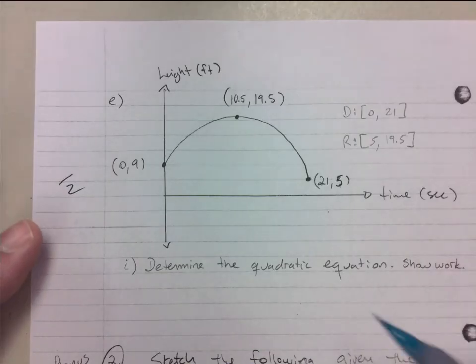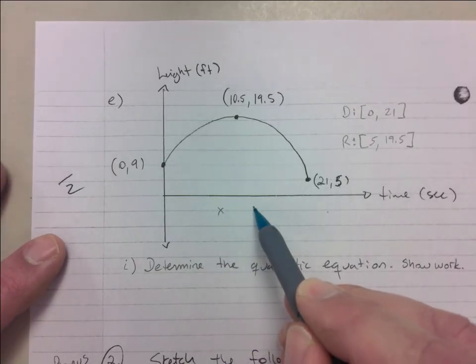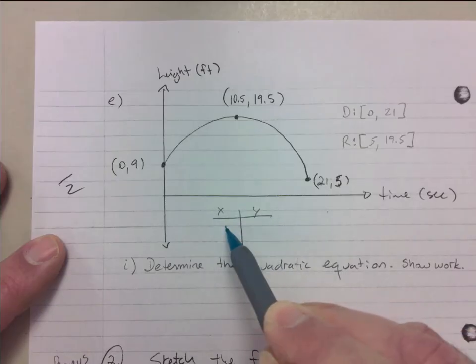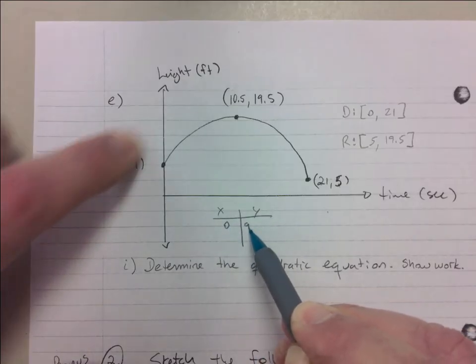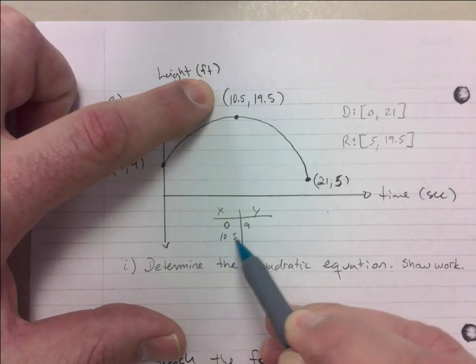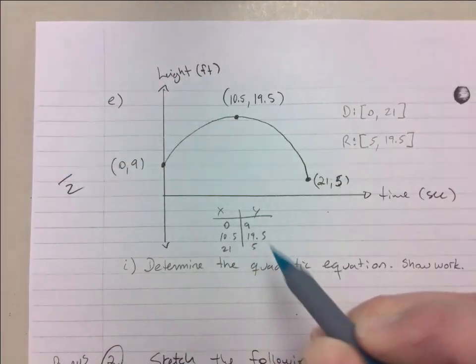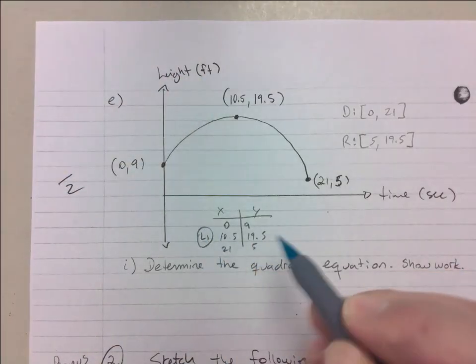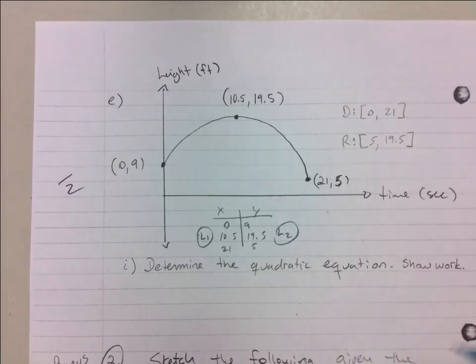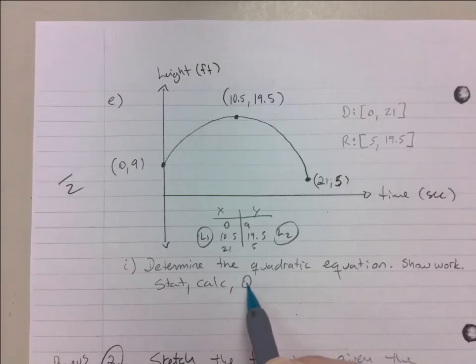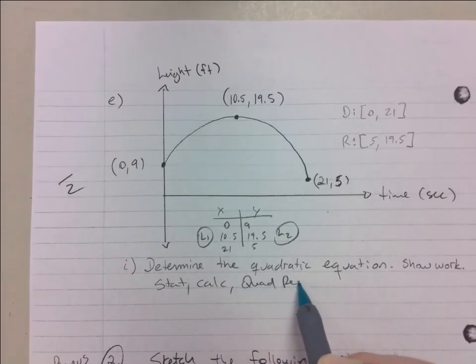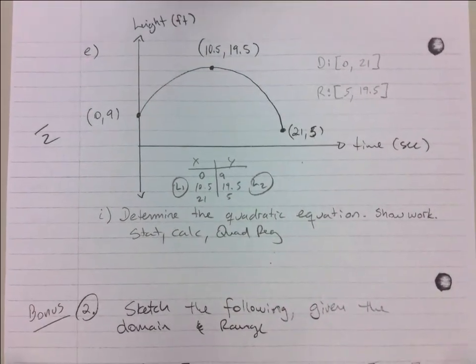And now for the quadratic equations. So I like to make a little table. So I'll keep them together: 0, 9, 10.5, 19.5, and 21, 5. Okay? I put this into L1, I put this into L2, and I'm just going to go stat, calc, quadratic regression, or something like that. If you have more than that, that is fine with me.